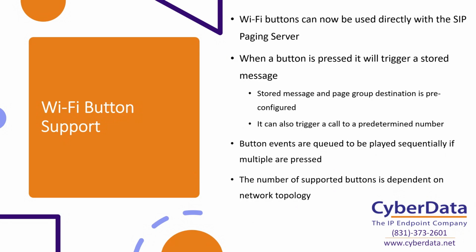The way the buttons work after they're pressed is it creates a queue, so they're played sequentially. If you've got several different buttons pressed in some order, they're all going to play sequentially, first in, first out. So you don't have to worry, if multiple buttons are pressed in a very close time span, about whose button is going to play when and where, or whether your button event is going to be heard. It all goes into a queue and then they're played sequentially. And of course, the number of buttons supported is dependent on your network topology and how your network infrastructure is set up. If you have any more specific questions about that, please always reach out to us and we'd be happy to go over that in a little more detail with you.